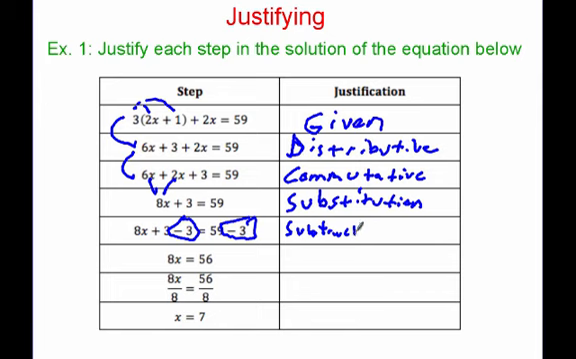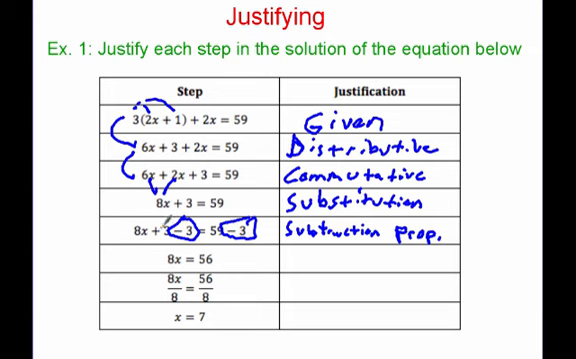And we really should say the subtraction property of equality, but I don't really have space in here to write that, so I'm just going to write the subtraction property. All right, now, when we move down here, we're actually going to have two things that we need to write in this box.